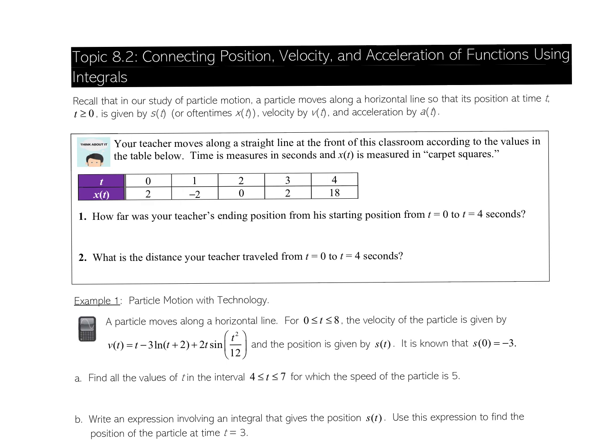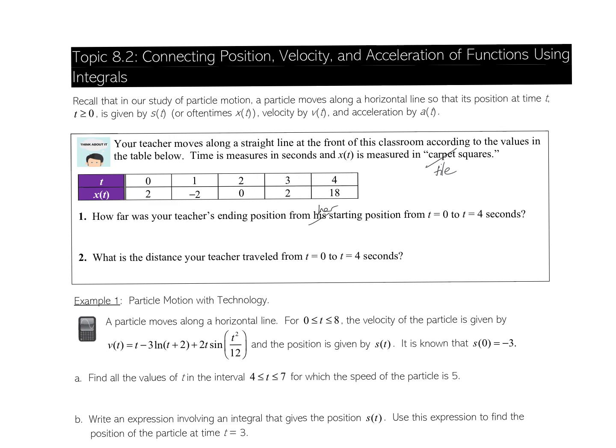Here's a scenario. Your teacher moves along a straight line at the front of the classroom according to the values in the table below. Time is measured in seconds and x of t is measured in carpet squares. Well, we don't have carpet squares in our room, so we can call it tile squares. Anyways, at 0, it's 2, 1 is negative 2, 2 is 0, 3 is 2, and 4 is 18. How far was your teacher's ending position from her starting position from t equals 0 to t equals 4?